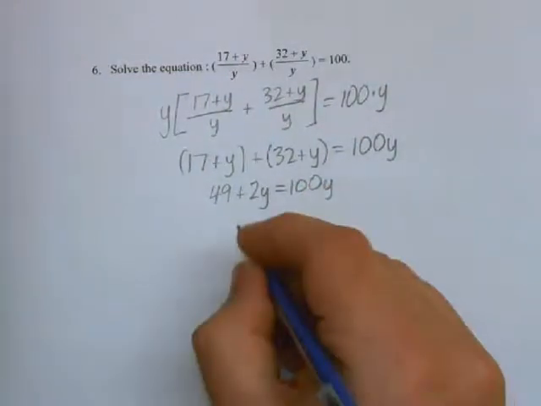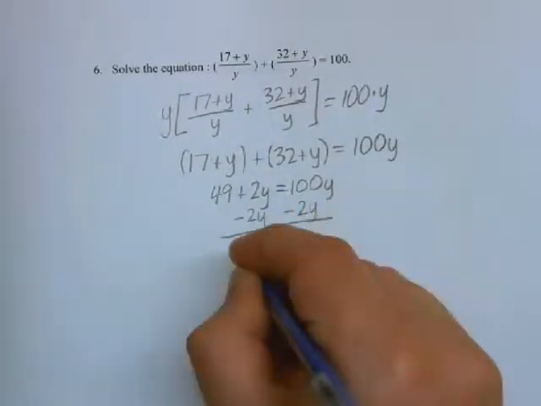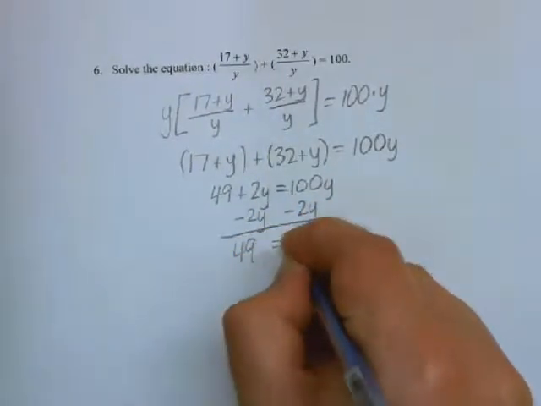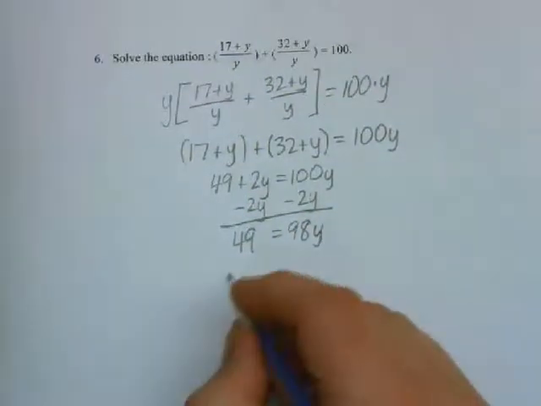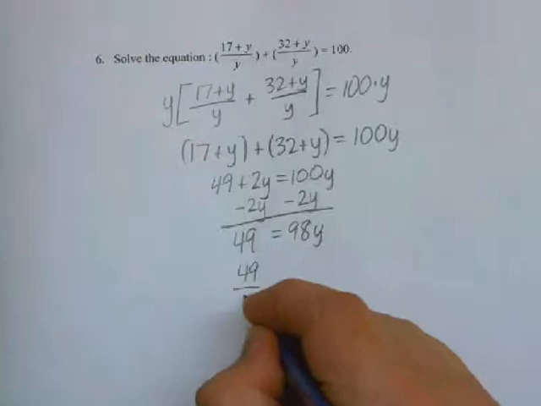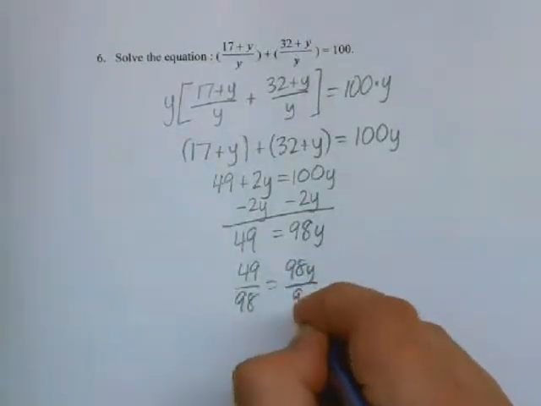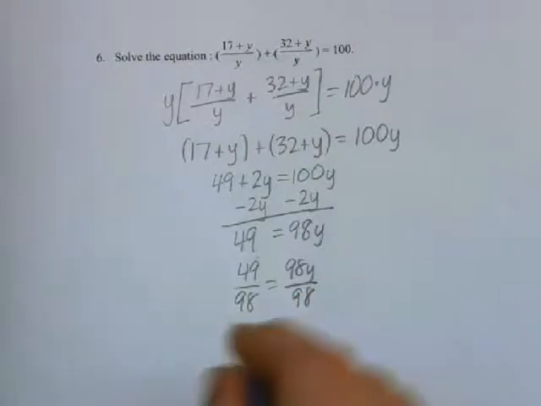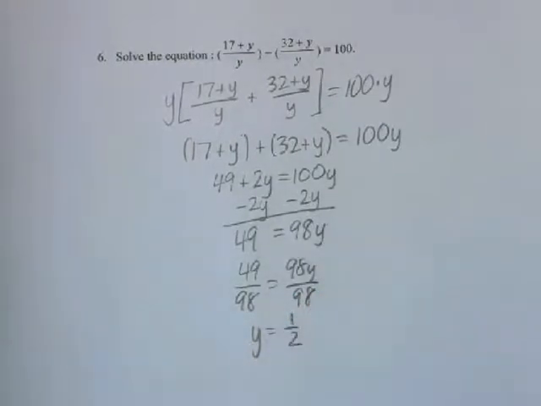And then we'll subtract 2y from both sides. 49 equals 98y. And our last step, we divide both sides by 98. And we arrive at our solution that y equals 1/2.